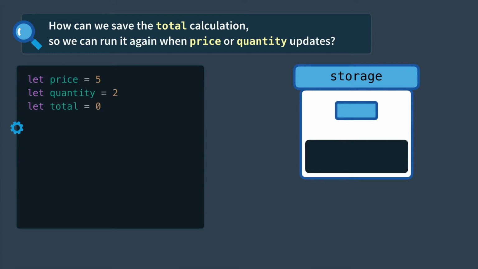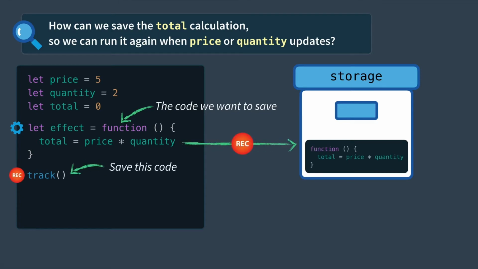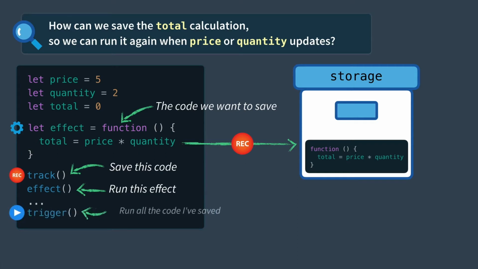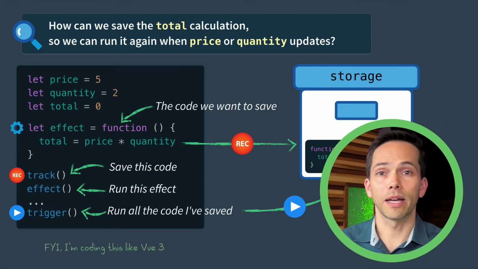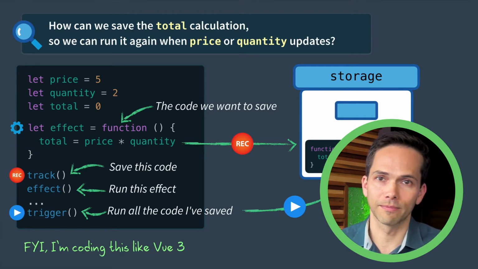So let's write this out again, and this time set our total calculation in an anonymous function and store it inside of effect. This is the code we want to save. Then we'll call track when we want to save the code we have inside of effect. We'll run this effect to calculate the total for the first time. And then sometime later on, we'll call trigger, which will run all the code that I've saved inside of our storage. By the way, the names I'm using here for effect, track, and trigger are the same names you'll see in the Vue 3 reactivity source code.